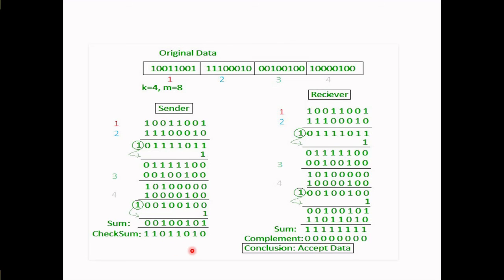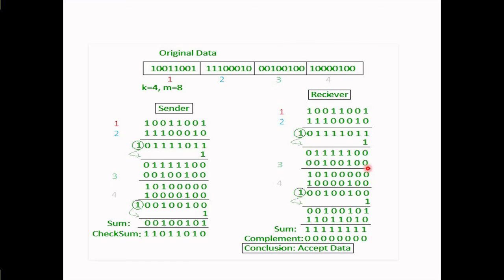Now at the receiver side, take first data 1 0 0 1 1 0 0 1, and this another data is 1 1 1 0 0 0 1 0. Now same like this, I get 1 0 1 0 1 1 0 0 0. This is 1 1 0 1 0 1 1 0 1 1 1 1 0 and carry 1. So I have to add this carry. So 1 plus 1 is 0 carry 1, 1 plus 1 is 0 carry 1. This is same, 1 1 1 1 and 0.